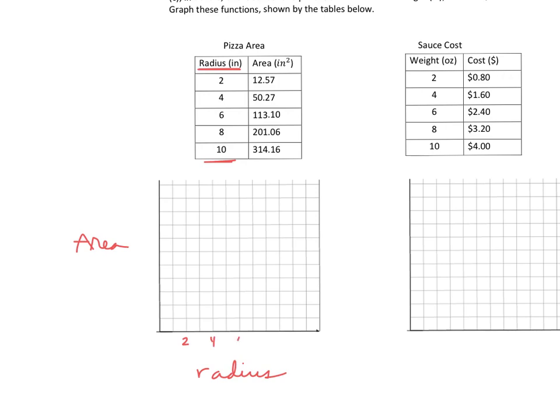So 2, 4, 6, 8, and 10. Okay, that way you have a little more room to work with. It's not wrong if you do it the other way. If you want to do it just counting by 2s on each bar, you totally can. It's just going to look slightly different, but that's okay. Okay, then the area. Look at your areas here. We start as low as 12.57, and we go as high as 314.